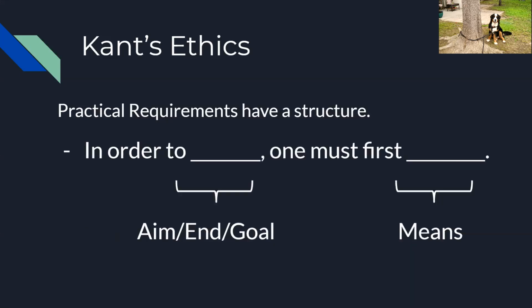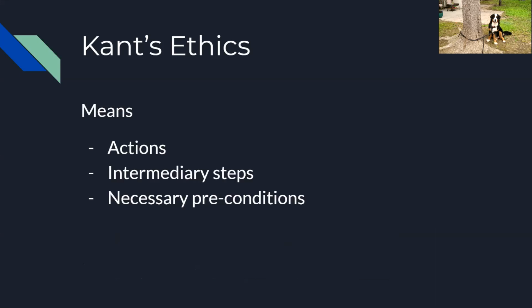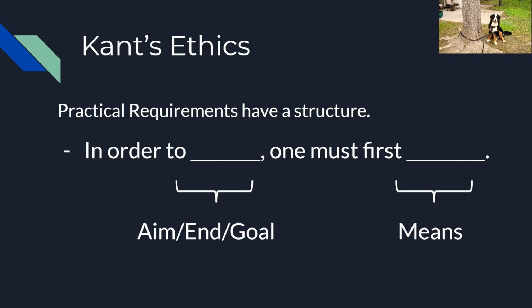So here we've got the ends. The ends are the goals, desires, or the things that are worth doing. And then we've got the means, which are the actions, the intermediary steps, the necessary preconditions. So here's an example. In order to get fit, one must first go to the gym, right? In order to be healthy, one must eat their vegetables, right? These are the kinds of things where there's an aim or goal, and then there's the means to achieve it. Those are all practical requirements.